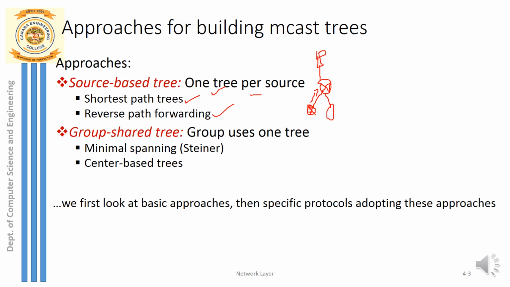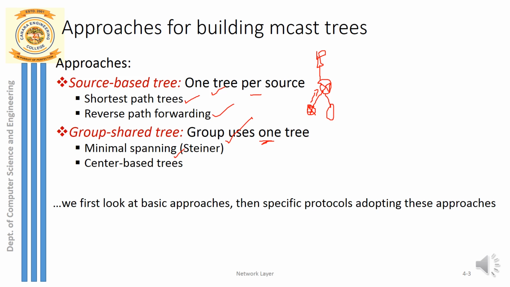Next we have the group shared tree, wherein we have a multicasting group. A multicast group is nothing but a subset of nodes belonging to the network. Only those particular group members will share one particular tree, and that tree is again a spanning tree.